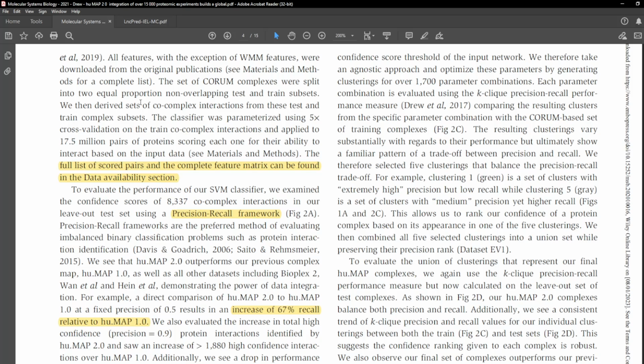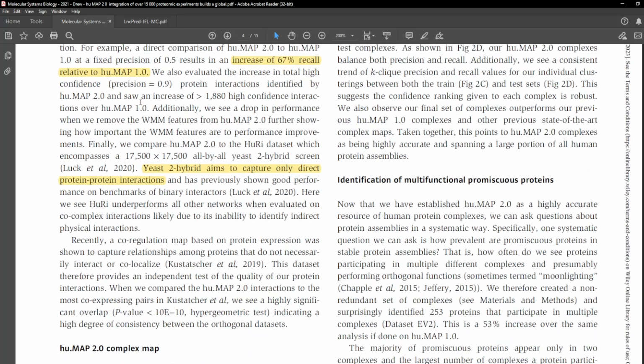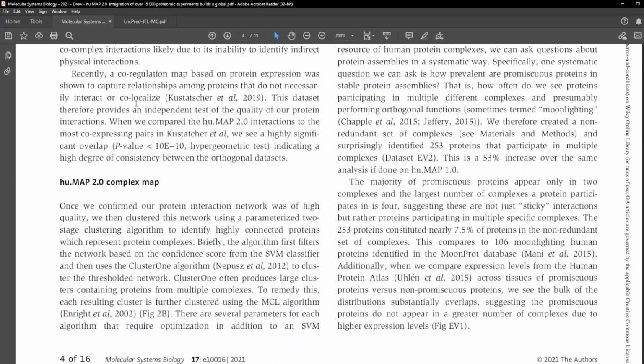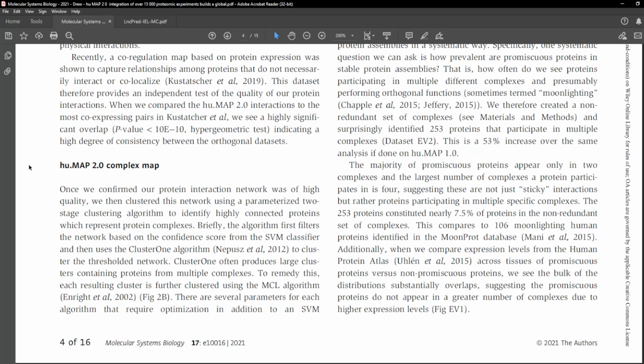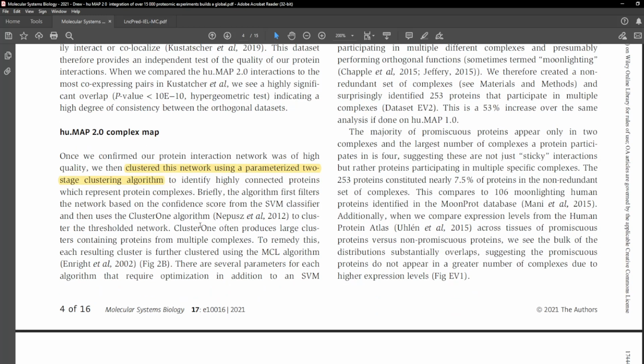Hu.MAP 2.0 complex map. Once we confirmed our protein interaction network was of high quality, we then clustered this network using a parameterized two-stage clustering algorithm to identify highly connected proteins which represent protein complexes. Briefly, the algorithm first filters the network based on the confidence score from the SVM classifier and then uses the cluster 1 algorithm, Nepusz et al., 2012, to cluster the thresholded network. Cluster 1 often produces large clusters containing proteins from multiple complexes. To remedy this, each resulting cluster is further clustered using the MCL algorithm, Enright et al., 2002, Fig 2b.